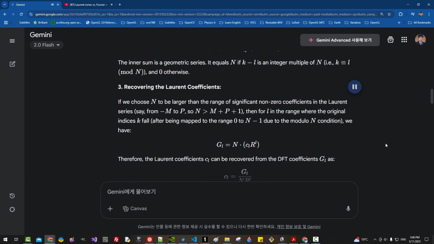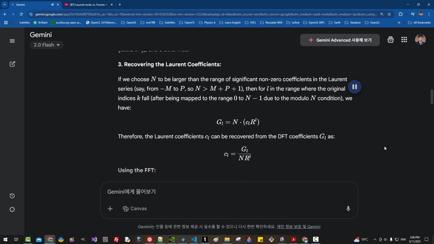3. Recovering the Laurent coefficients. If we choose n to be larger than the range of significant non-zero coefficients in the Laurent series, say, from m to p, so n greater than m plus p plus 1, then for L in the range where the original indices k fall, after being mapped to the range 0 to n−1 due to the modulo n condition, we have the following. Therefore, the Laurent coefficients C_L can be recovered from the DFT coefficients G_L as follows.